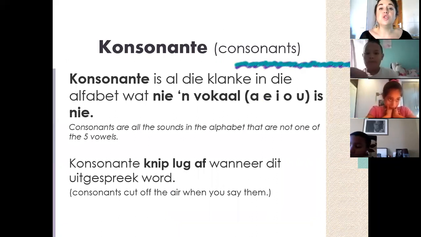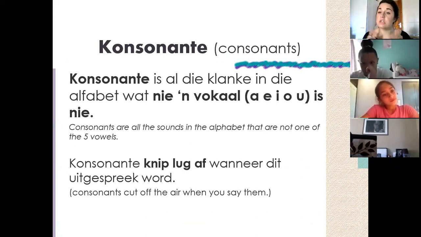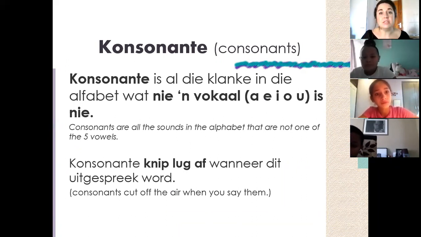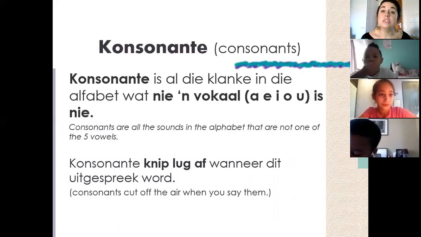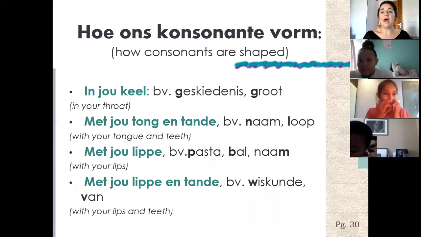So we're talking about Konsonante, which are consonants. Konsonante is al die klanke in die alfabet wat nie 'n vokaal is nie. So still look at the screen for me. Consonants are all the sounds in your alphabet that are not vowel sounds. Konsonante knip lig af wanneer dit uitgespreek word. So consonants cut off air. They're not like vowels that are open sounds. They cut off air somewhere in your mouth when we say them.